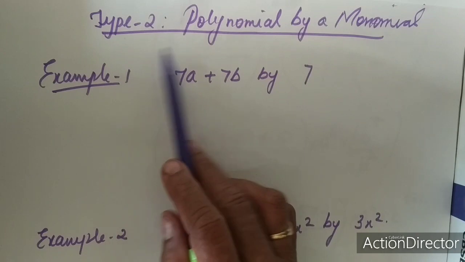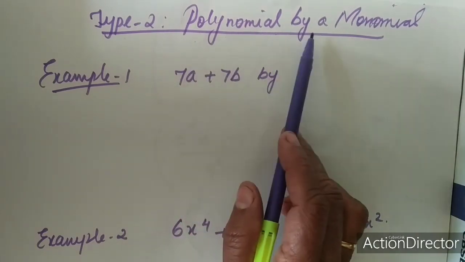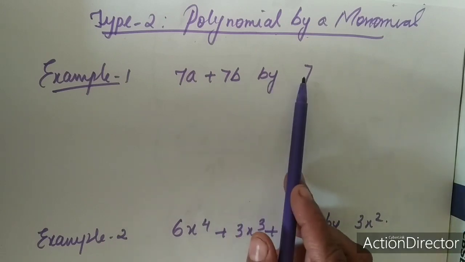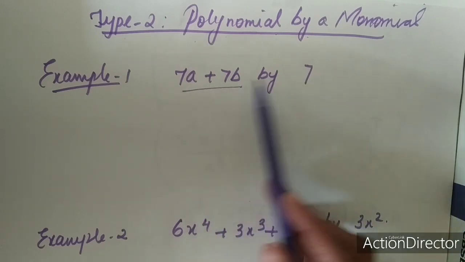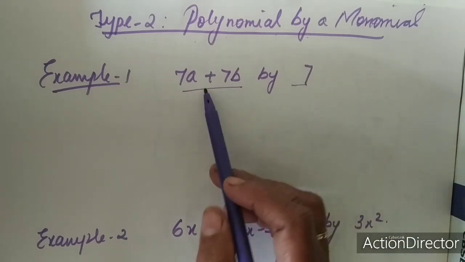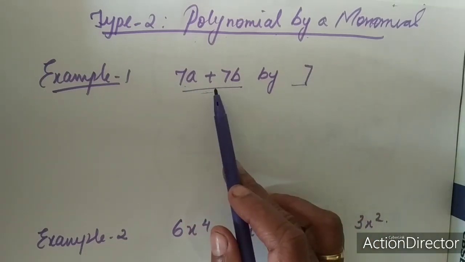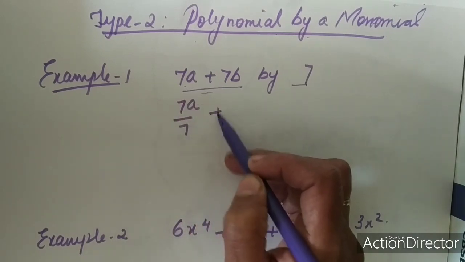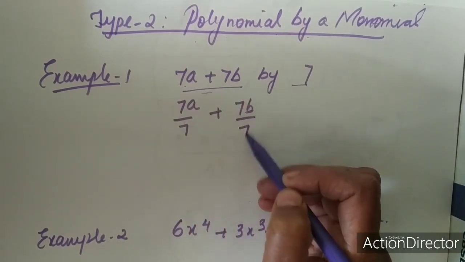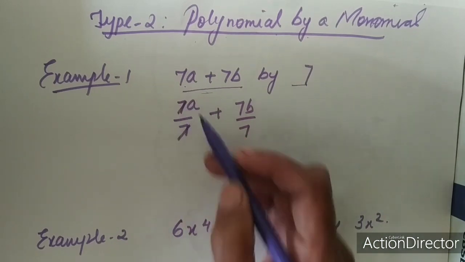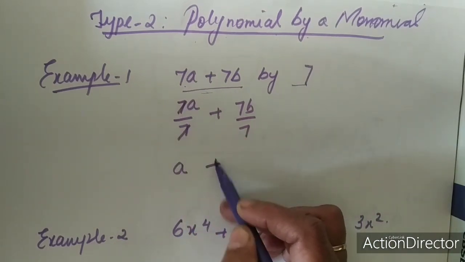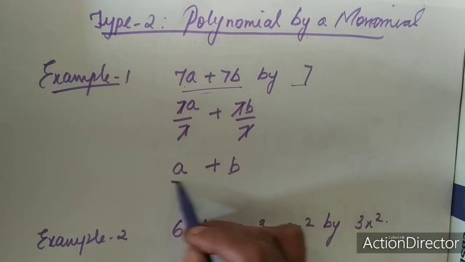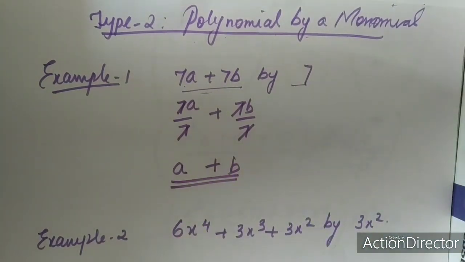Now we will move on to type 2. We are going to divide a polynomial by a monomial. 7a plus 7b by 7. Here this is a polynomial and this is a monomial. So now for this we can divide each term by 7. So 7a upon 7 plus 7b upon 7. So this 7 and 7 will get cancelled. I will get a plus, again 7 and 7 will get cancelled. I will get b. So my answer is a plus b.